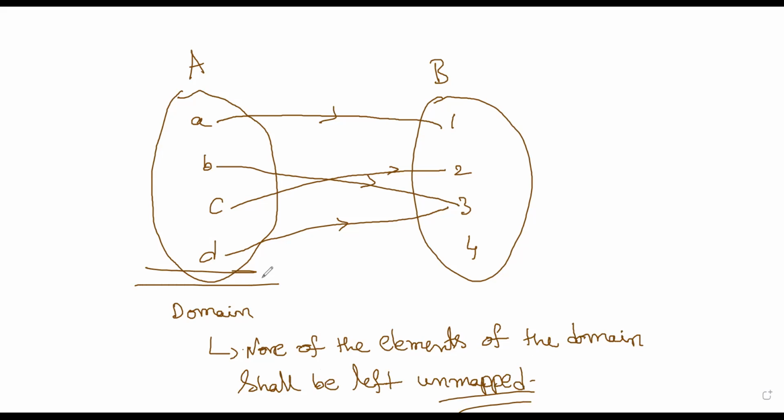But for the set B, it's allowed. No problem, for the set B it's okay. For the first set, this confusion always arises. For the first set, you should not leave any element unmapped. Most important: for the set A, you should not leave any element unmapped. That's the condition for the function. For B, you can leave some elements unmapped. No issues.